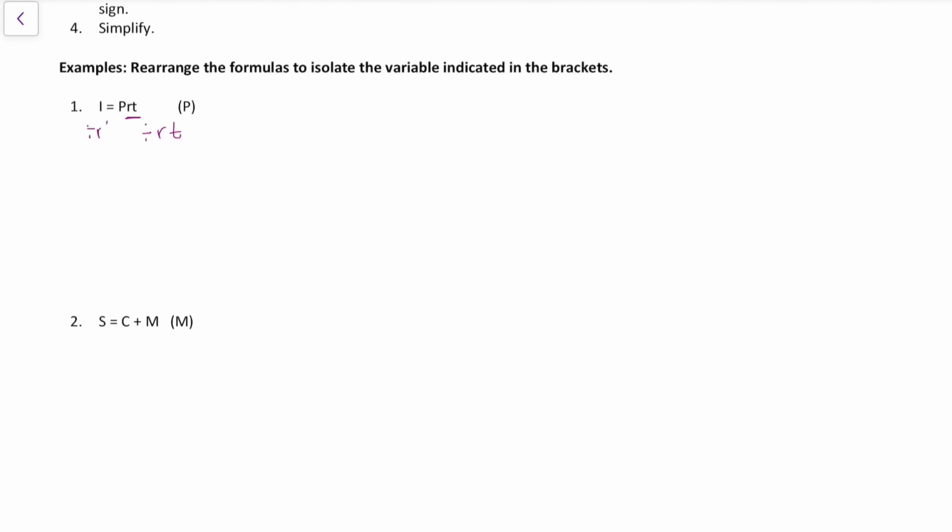Again, just like when we're solving algebraic equations, whatever we do to one side of the equal sign, we have to do to the other in order to keep it balanced. And so what I end up having on this side is I over RT equals P. And if we want, we can switch it around so it's P equals I over RT, because generally in formulas we like to have what we're looking for on the left-hand side, so you can flip those around if you like. But now the P is by itself and everything else is on the other side.